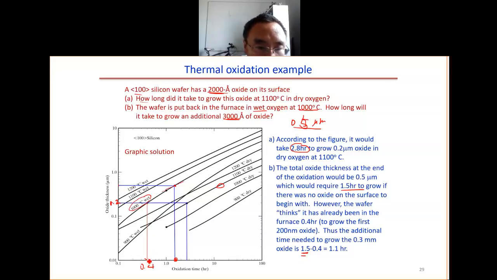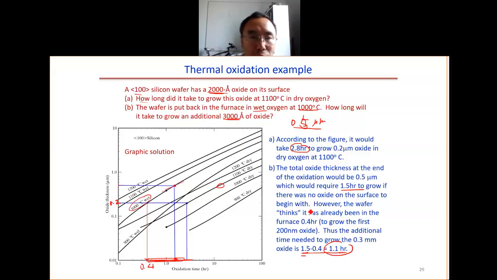Then the time difference is from here to here. There is a time difference here, which is 1.5 minus 0.4, equal to 1.1 hours. So we need 1.1 hours to grow this additional 3,000 angstrom of oxide.